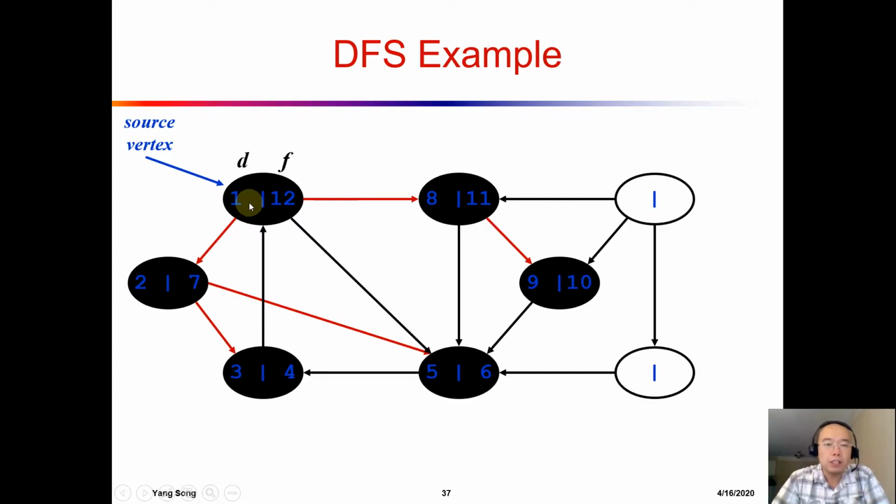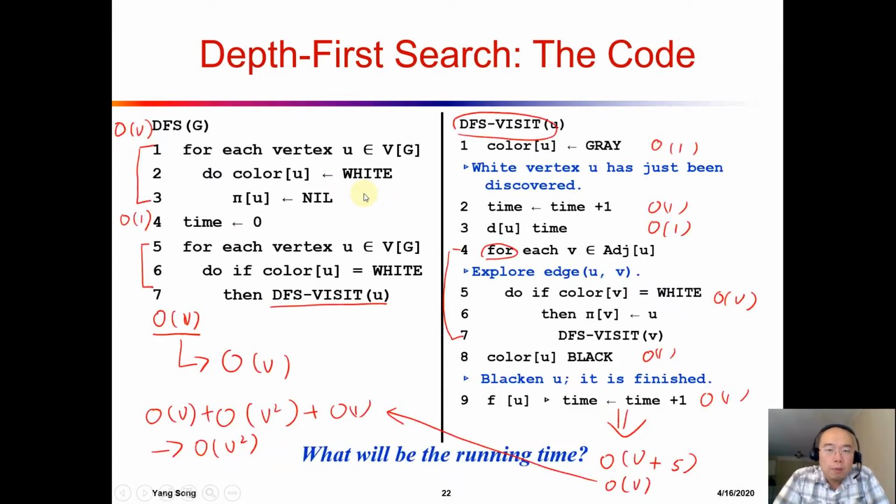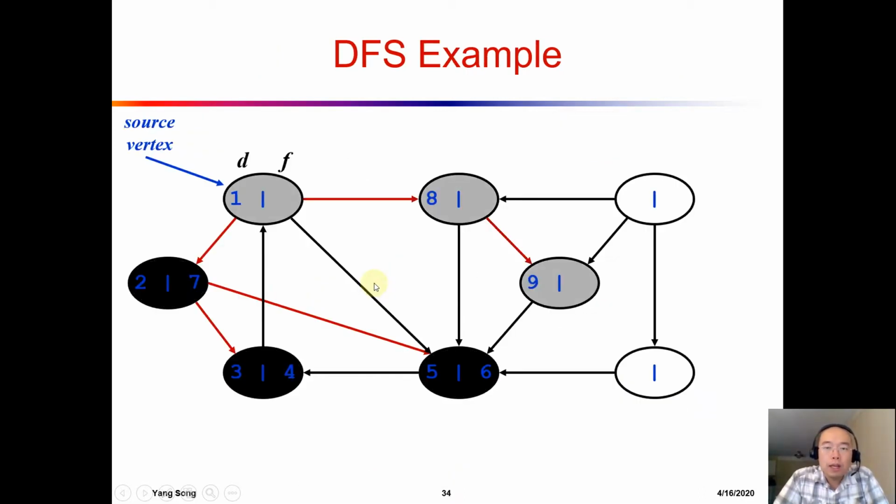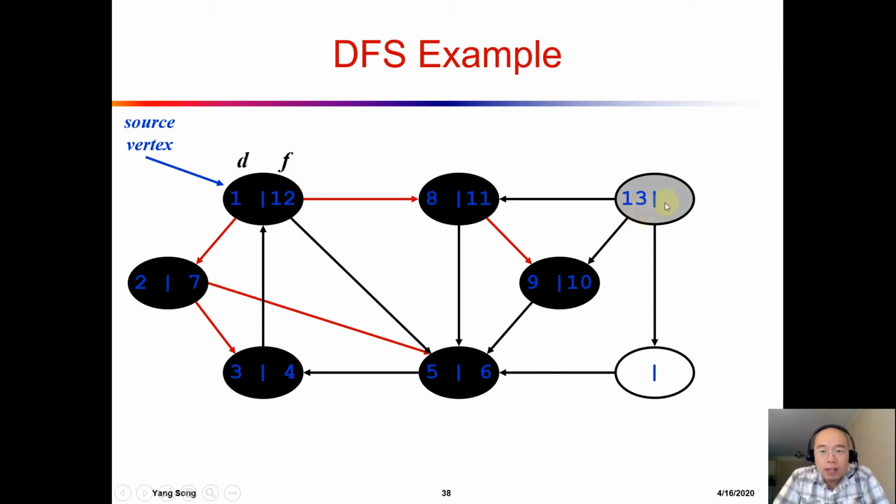But are we finished? The answer is no, we haven't. Why? Because for each vertex u belonging to the vertex set of G, there are still white nodes we have to visit. Even though we have finished all the possible nodes belonging to this tree, there are still two more white nodes. Say we want to start here, and then the start time will be 13, and then we go this way, and that is the only white node we haven't explored yet.